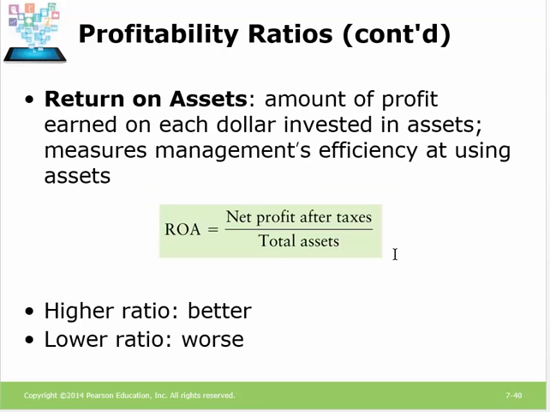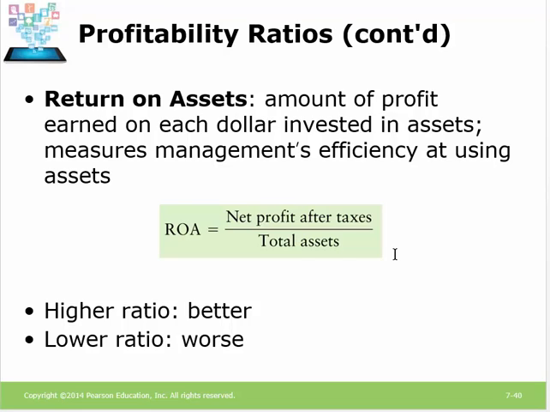Return on assets. It's the net profit after taxes, again net income, divided by the total assets of the company. Again, a higher number is always better. This just talks about the profit that's available based on the actual investing in assets. So it talks about management's efficiency at using assets.